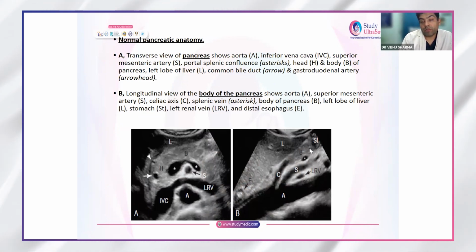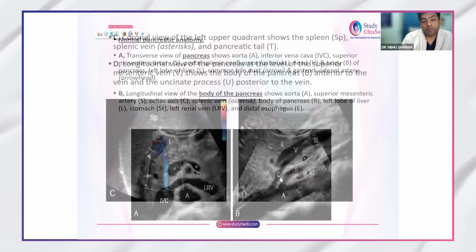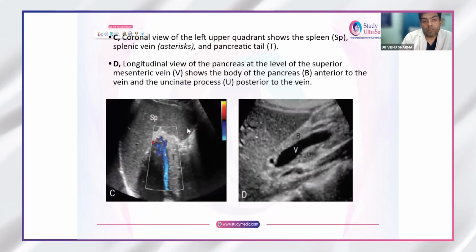You can again see the body of pancreas. This is the liver. This is the aorta, superior mesenteric artery. Left renal vein is there. This is the coronal view. You can see the spleen, the tail of pancreas now. This is the splenic vein which is going. And when you do the longitudinal view, then you will see the superior mesenteric vein, body of pancreas.